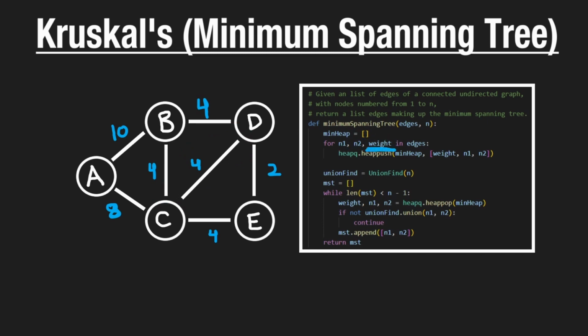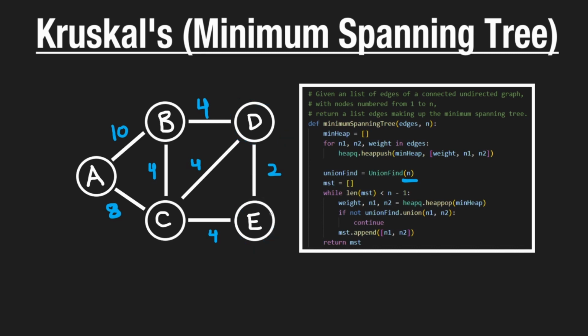We know we care about the weight the most when we're pushing to the min heap. That's the value that's going to be used to decide how to pop first. And the nodes also matter, but in this case, the order that we put the nodes does not matter at all, because when we add them to the union find, it doesn't really matter what order we union them together. So we're going to initialize our union find data structure, giving it n for the number of nodes that we're initializing it with.